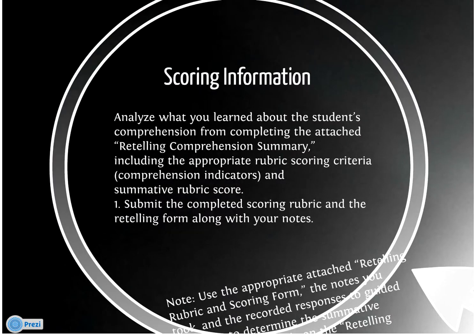So now that you've had the child retell you the story, you are going to score their comprehension and analyze where they are. So you're going to use the comprehension summary form. On that rubric, you are going to indicate whether the child scored a 3, a 2, a 1, a 0 in those boxes, and indicate where the child fit in your opinion. That will complete the scoring rubric. Make sure that you use the appropriate retelling rubric and scoring form.